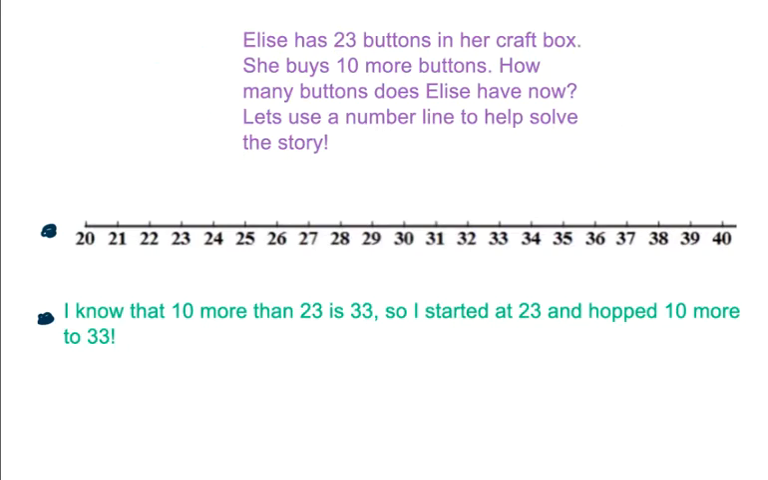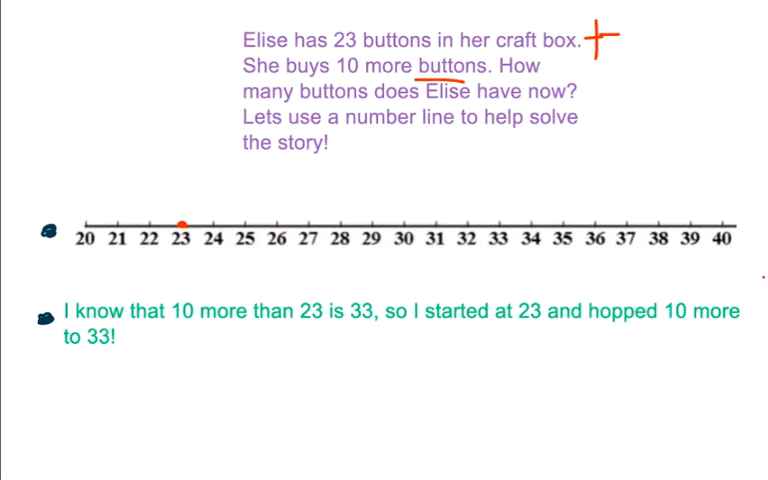Let me find 23 on my number line because that's how many buttons she has in her craft box. She buys 10 more buttons. 10 more. When I hear the word more, I think of plus or adding, addition. So I know that I am going to go this way on my number line. The numbers are going to get bigger on my number line.